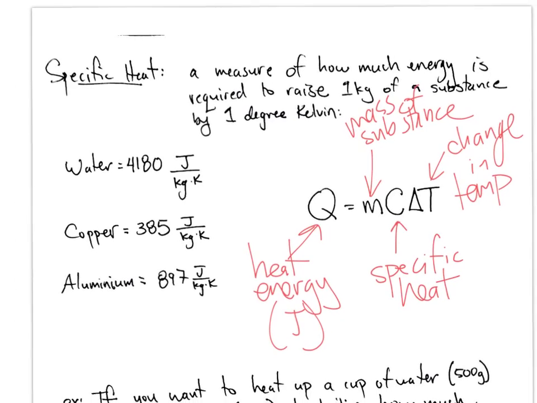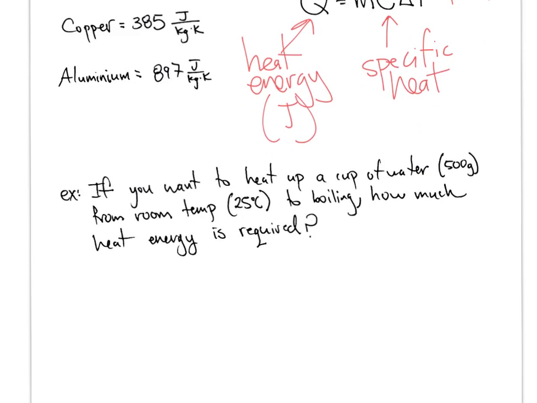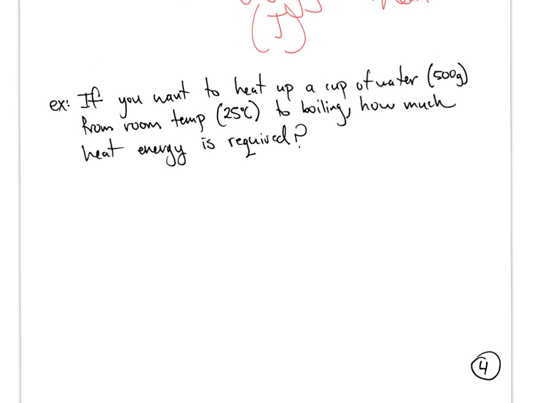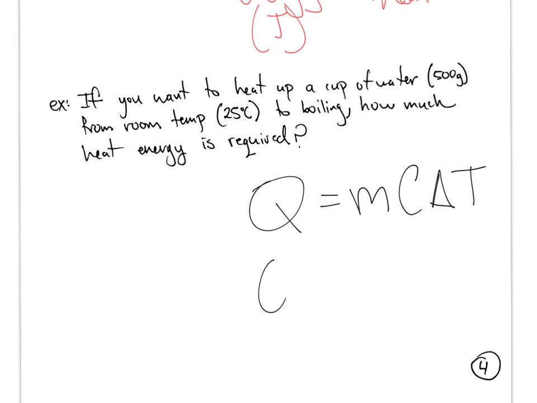Let us work through an example. If you want to heat up a cup of water, 500 grams, that's half a kilogram, from room temperature, 25 degrees Celsius, to boiling, and boiling we know is 100 degrees Celsius, how much heat energy is required? So, heat energy, Q equals m c delta T. How much heat energy, Q, is what we're looking for.